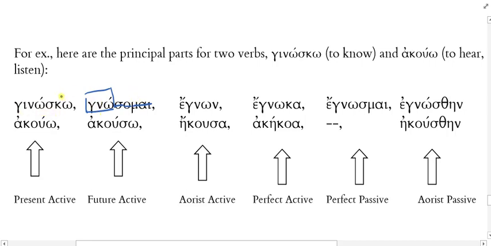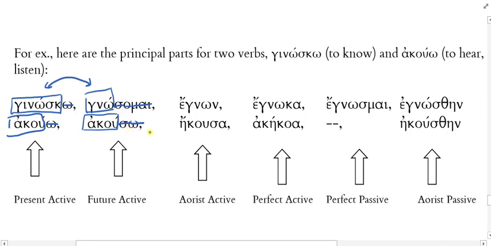Ginosko, on the other hand, once I drop the personal ending and connecting vowel, the present stem is not gno, but rather ginosk. Ginosk. So you can tell that the present stem and the future stem are very different from each other. Well, they're sort of different from each other. They're not so different that you can't see how they're connected to each other. On the other hand, if you look at akouo and akouso, once I drop my personal endings, connecting vowels, and tense formatives, I'm left with akou for my future stem and akou for my present stem. Here, these two stems are identical to each other, aren't they?